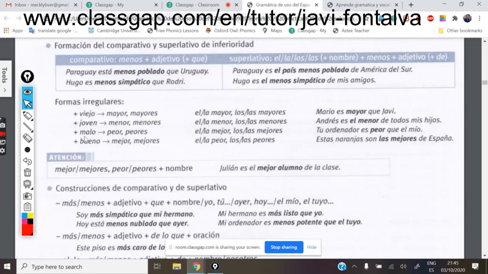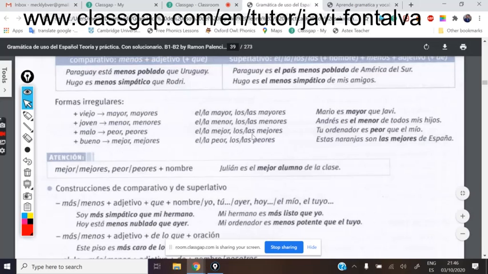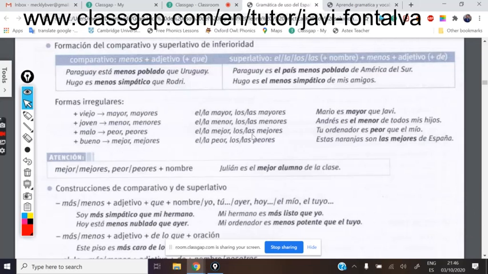Okay. This one, malo and bueno. Some people might say más malo, más bueno, but this is incorrect. Actually, you should say peor, mejor. And yes, you also have the plural form, peores y mejores. So, peor means worse. Mejor means better. If you want to say the worst or the best, it's as simple as adding an article. So, el mejor o la mejor, it depends if you talk about a woman or a man, plural, singular. And the same with el mayor.